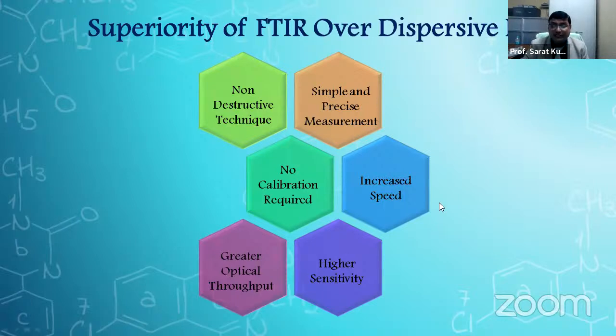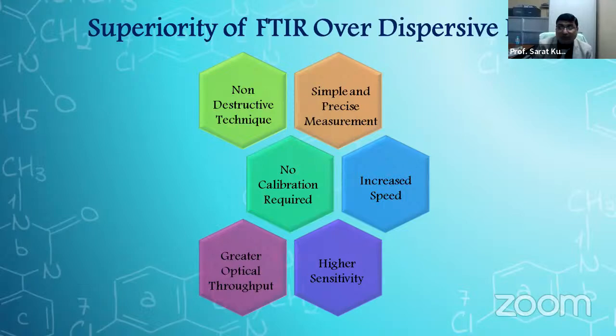And no calibration. Earlier, calibration was required for the sample. Once you have calibrated first, later no calibration is required. Even speed has increased. I told you that even with dispersive IR, one sample is one scan, and you are getting very noisy spectra. But nowadays, even 50 scans you can do in 1 minute. Definitely there is greater optical throughput and high sensitivity.